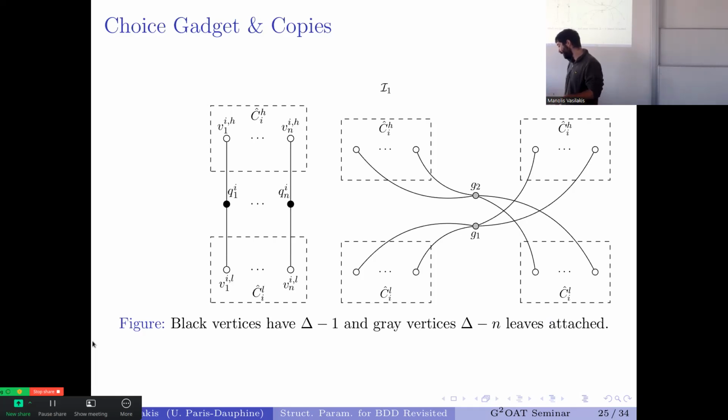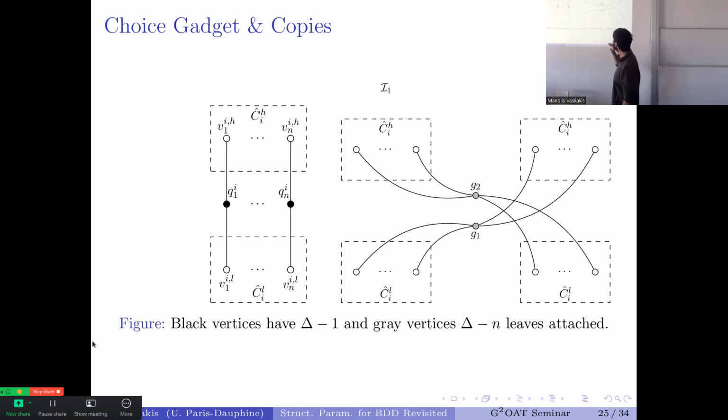And then, this is how a choice gadget looks. We have some vertices, and the optimal deletion will delete in exactly n different ways. The different ways are: how many vertices from the top independent set have I deleted, and how many from the bottom independent set have I deleted?